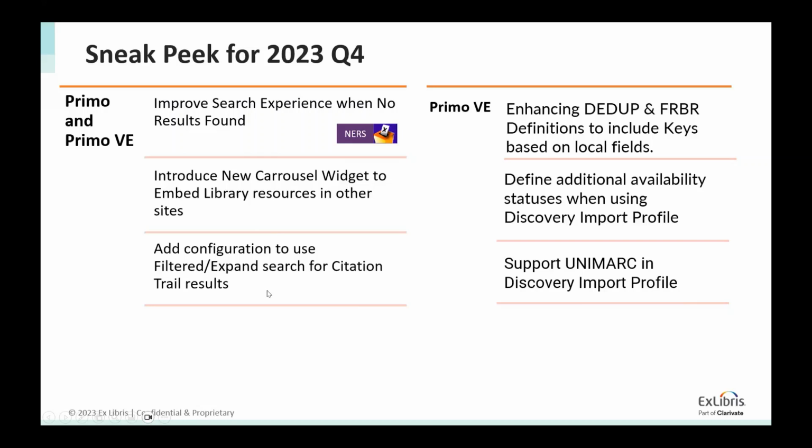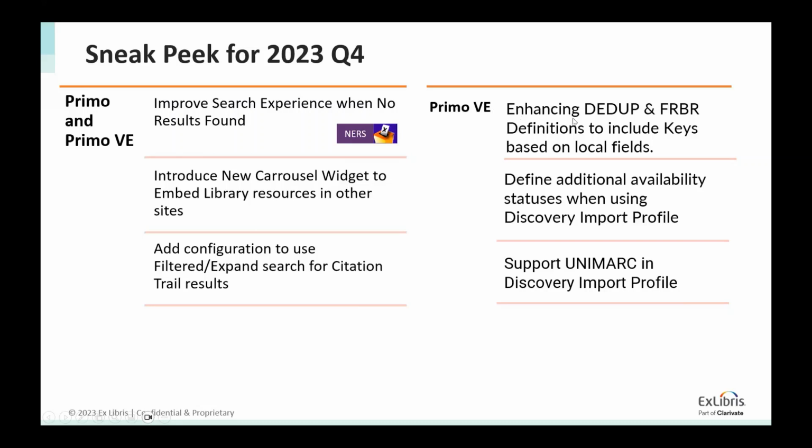We will also work on providing you a user configuration to expand the citation trail results. So far, when a user clicks on cited by, they will see a citation list, but this citation list is also filtered by the library activation. We will add a toggle there to allow the user to expand the citation list to show even more citations, even if they are beyond the library collections.